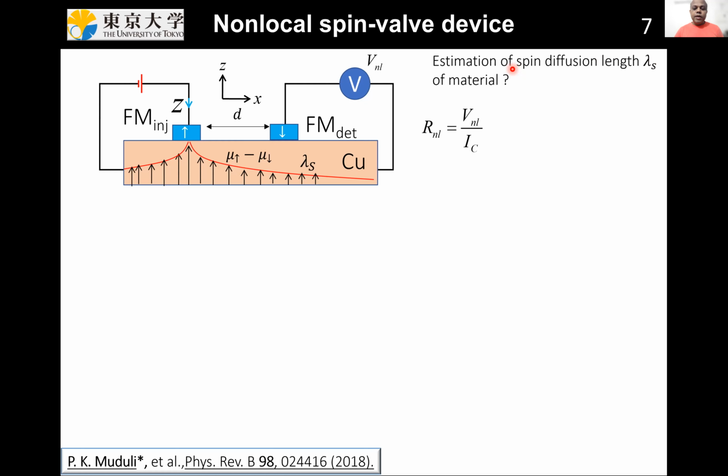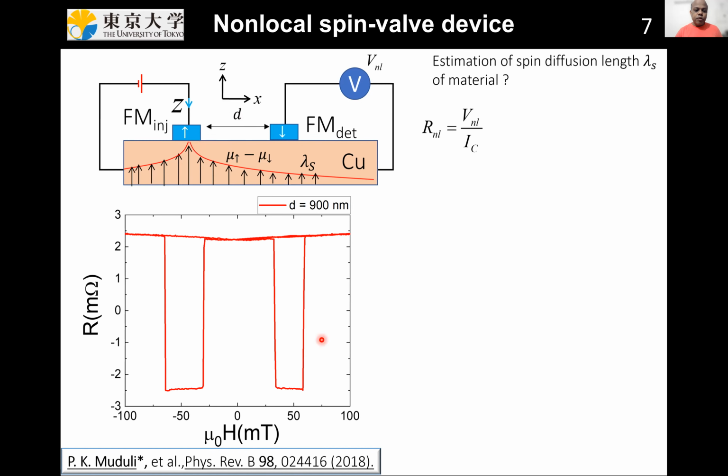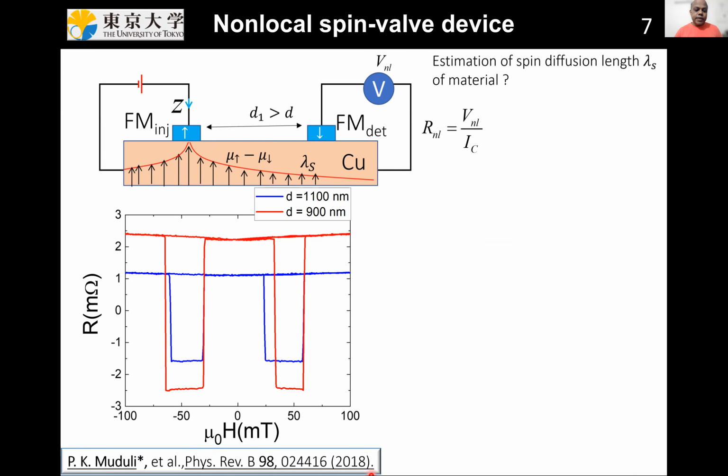Note that spin diffusion length is the length up to which spin current can travel inside the material. So you can make a non-local spin valve device, and suppose the distance between injector and detector is d, and you measure the spin signal. It would look something like this. Now if you increase the distance between these two, then your spin signal will be reduced.